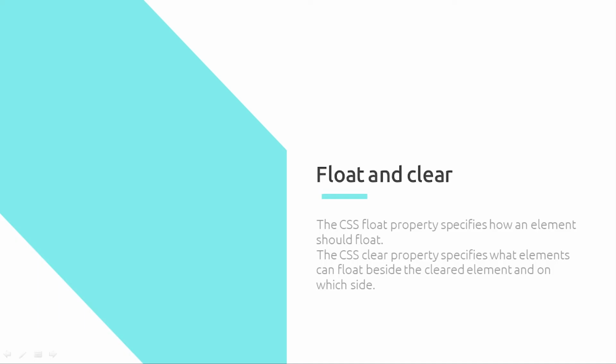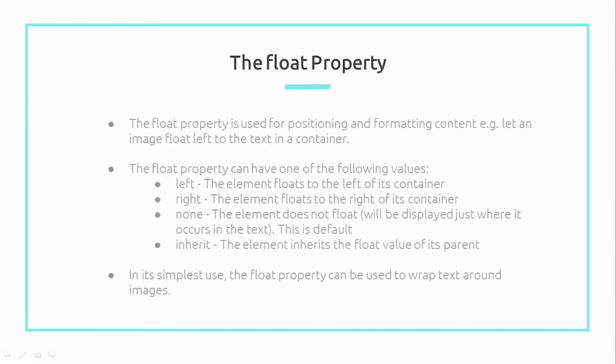Float and clear. The CSS float property specifies how an element should float. The CSS clear property specifies what elements can float beside the cleared element and on which side. The float property. The float property is used for positioning and formatting content, e.g. let an image float left to the text in a container.